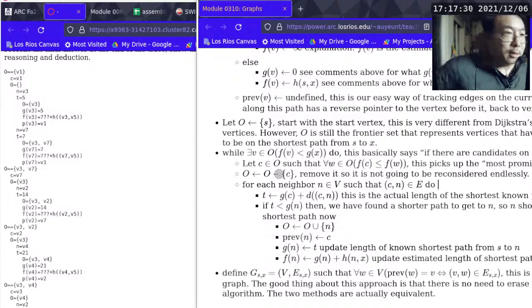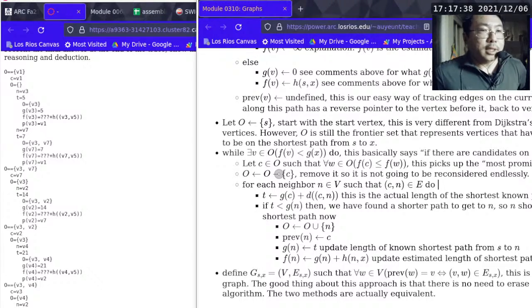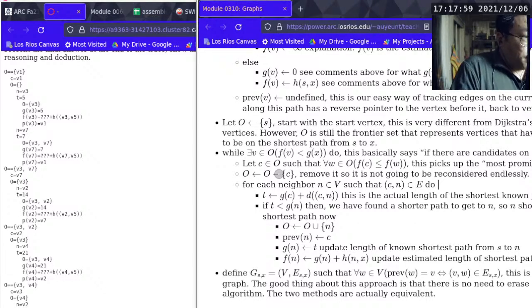Let me read the text channel. Yes, each n value is a neighbor. In fact, it's a destination neighbor, because we have two kinds of neighbors: incoming and outgoing. So this is for tracking the outgoing edges from C, and then locating all the neighbors that we can end up at from C. Yep.